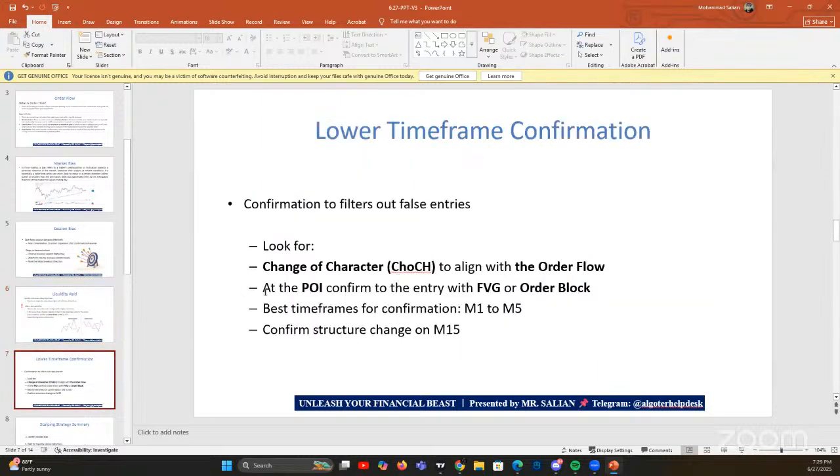Now, at the point of interest, confirm the entry with the FVG and the order block again, because we have to keep repeating this so you will have the blueprint imprinted in your mind forever. Then the best time for the confirmation is M1 to M5. Then confirm structure change on M15. So the M15, after you got all this confluence, the structure of the M15 will now change, and you will have a better picture as to where the trend should go down. So moving on.